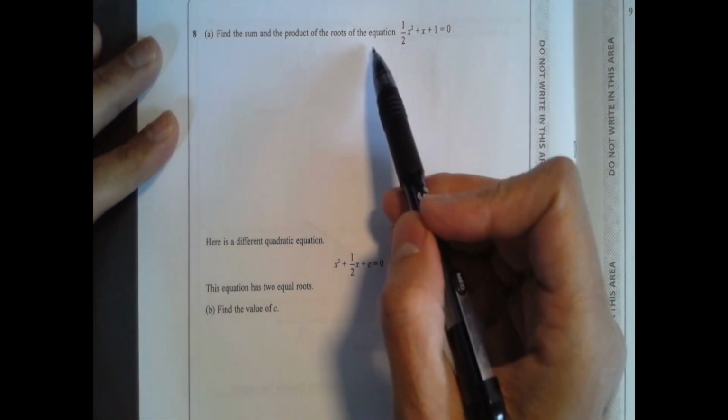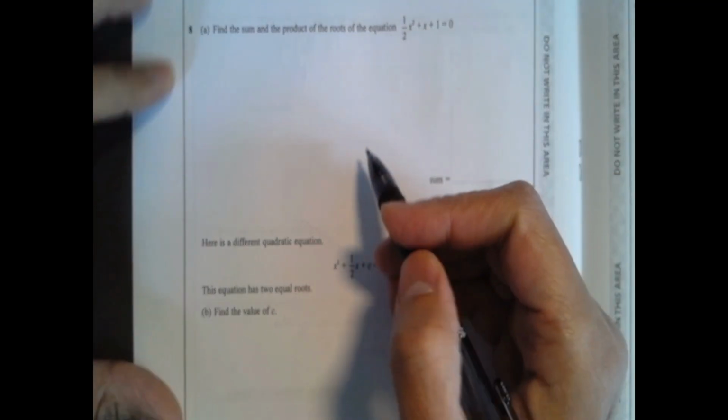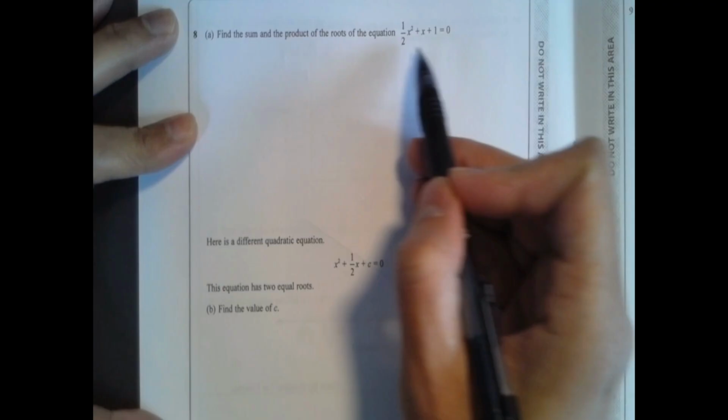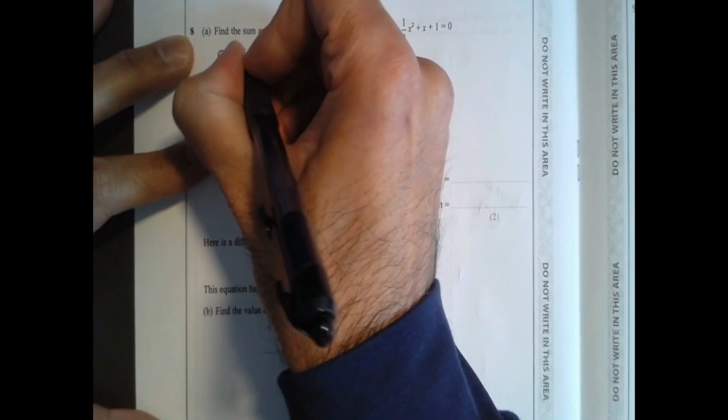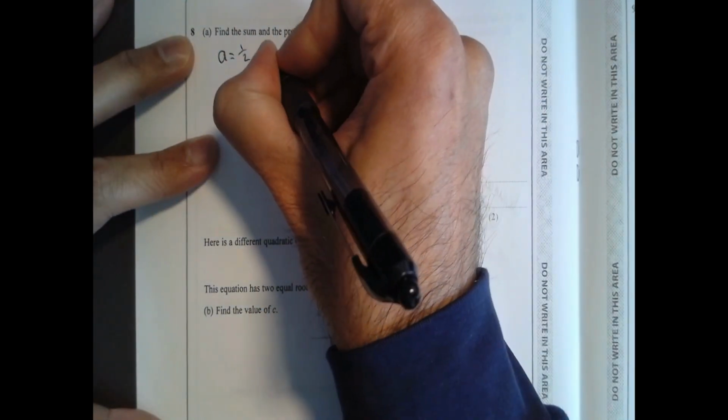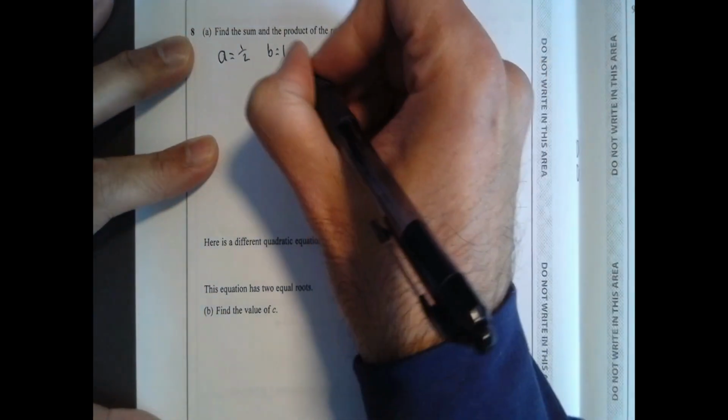Okay, question 8, we need to find the sum and the product of the roots of this equation here. We've got half x squared plus x plus 1 equals 0. It's already written in quadratic form, equal to 0, so I'm just going to write down the values of a, b and c. a is a half, b is equal to 1, and c is equal to 1.